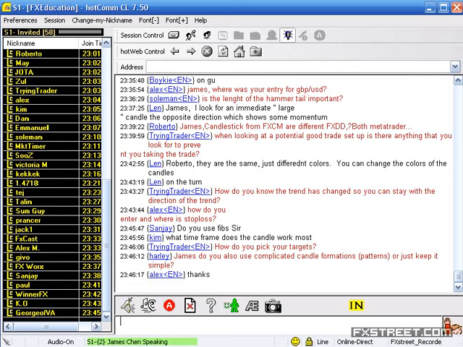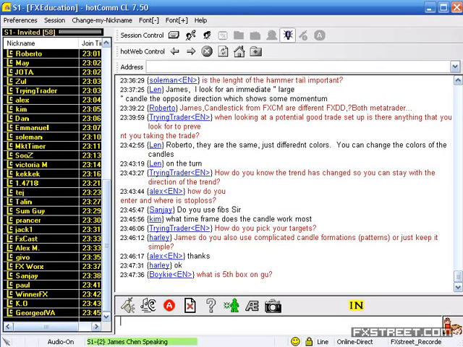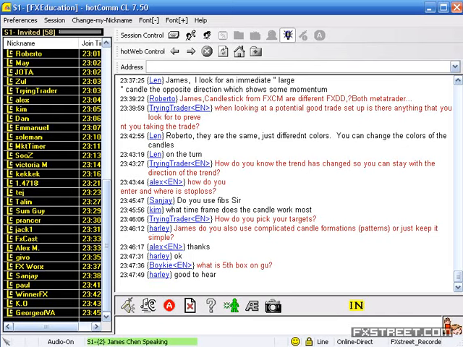Do you also use complicated candle formations, or just keep it simple? Yes, absolutely, I keep it simple. I do not use complicated candle formations. I have enough tools in my toolbox that I don't need to go into those really complicated ones. Although I was forced to learn all that stuff by taking the Chartered Market Technician exams, I'm going to be using what's useful. For me, what's useful are the simple ones.